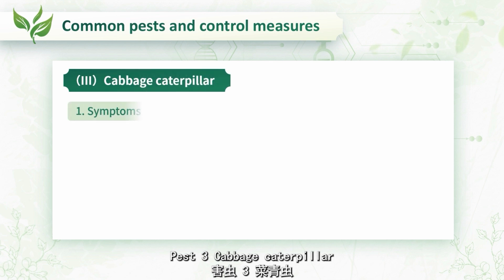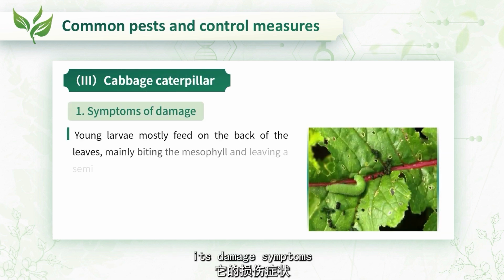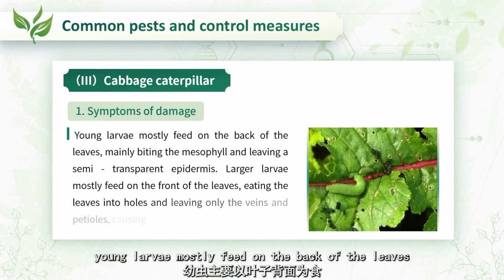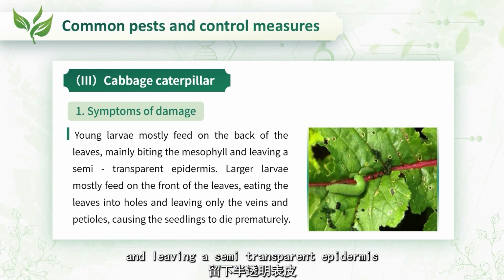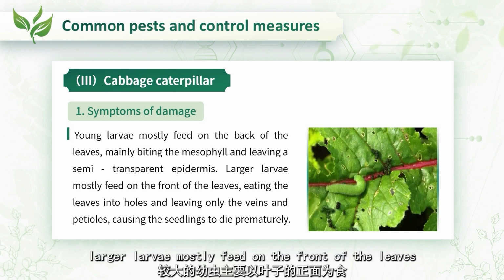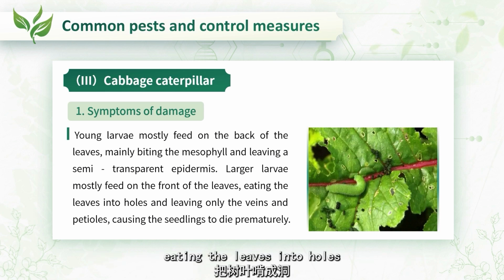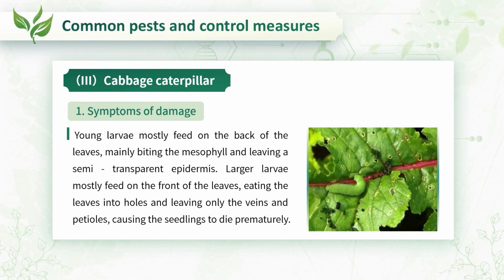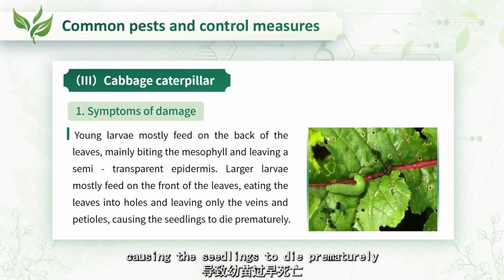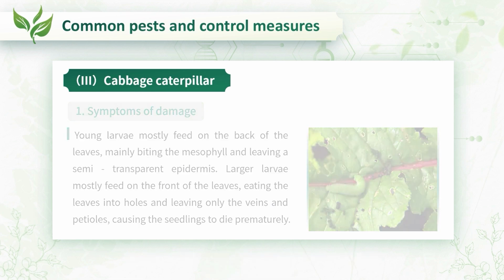Pest 3. Cabbage caterpillar. Its damage symptoms. Young larvae mostly feed on the back of the leaves, mainly biting the mesophyll and leaving a semi-transparent epidermis. Larger larvae mostly feed on the front of the leaves, eating the leaves into holes and leaving only the veins and petioles, causing the seedlings to die prematurely.